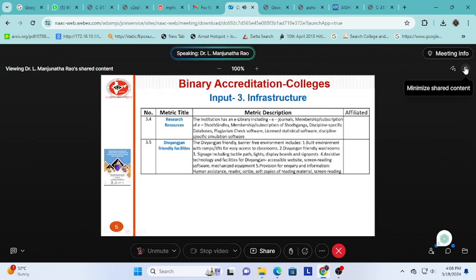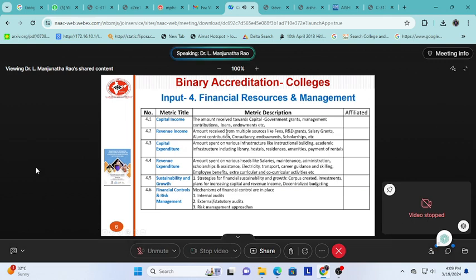Research resources: what are the various resources available for students and faculty? That is e-journals, membership subscription, Shodh Sindhu, then discipline-specific databases, plagiarism check software, licensed statistical software, discipline-specific simulation software. Divyangjan-friendly facilities: what are the facilities the institution is having? This is again input-oriented metrics.